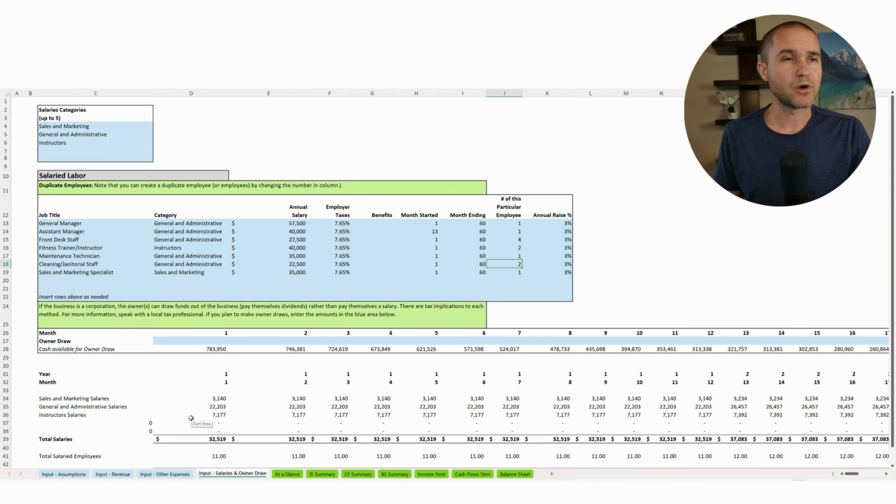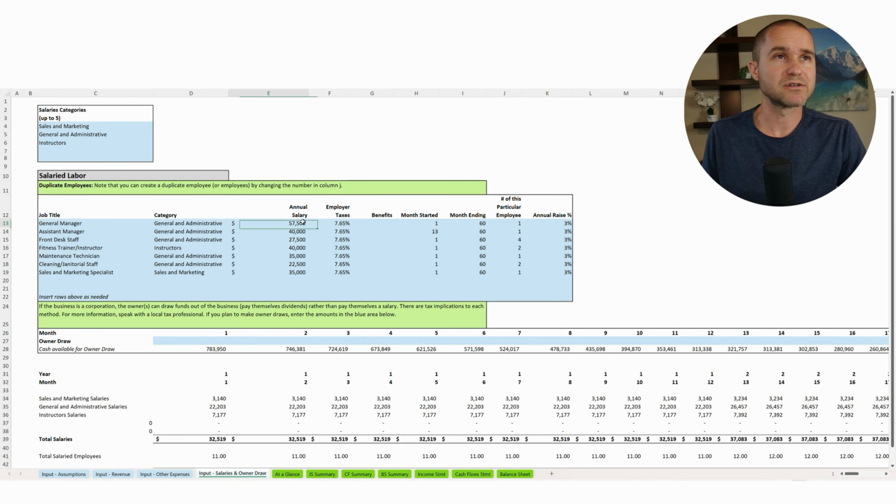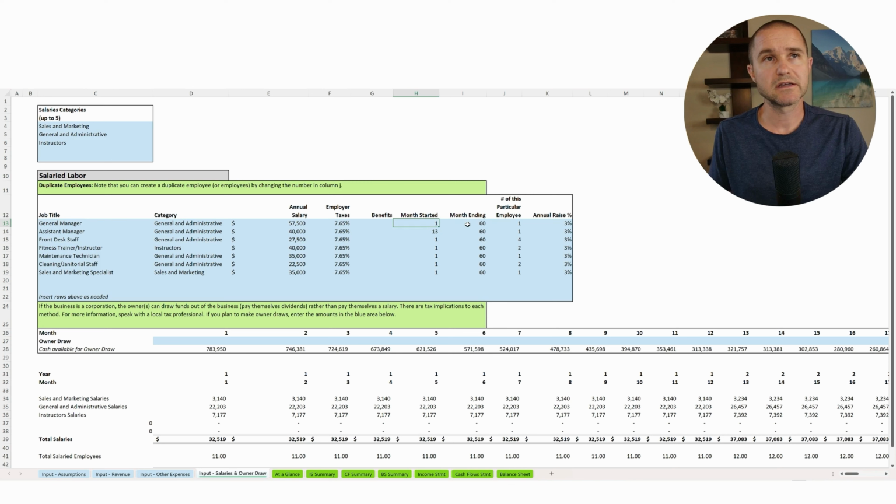All right, now onto our last input tab. This is our salaries tab. You can set a general manager, assistant manager. You can also set their salary, their employer taxes, any benefits you're offering, what month that position is starting and ending, and then how many of that particular employee you'll have, and what the annual raise might be.